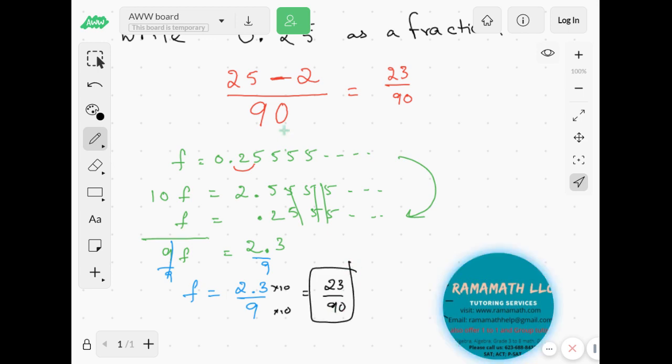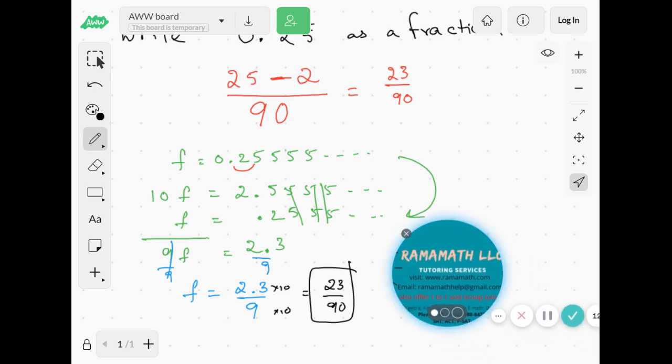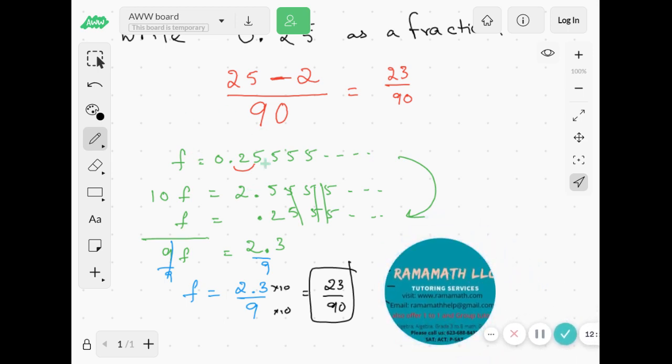So you see I have the same answer. I have the same answer in 1 step, and here it is 1, 2, 3, 4, 5, 6, 7 steps. So it's always better to use the techniques, but again, whatever you feel comfortable with, you're more than welcome to use it.